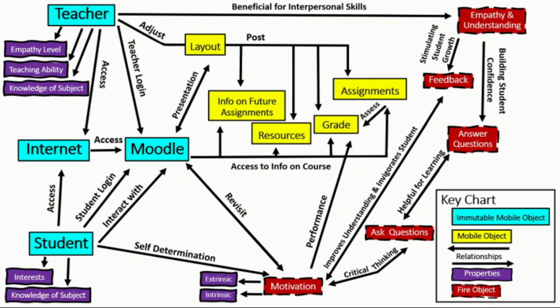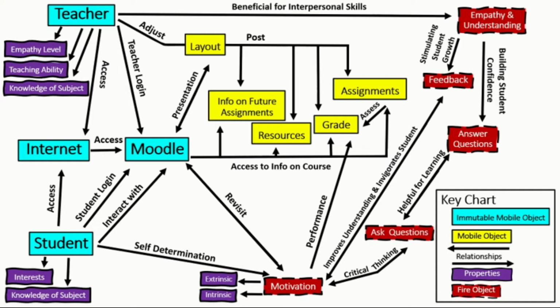Hi everyone, so this is my thought process when I was creating this ant diagram on how I learn with Moodle. There are 4 immutable objects: the teacher, internet, student, and Moodle, because you need all of these objects in order to actually have Moodle work.